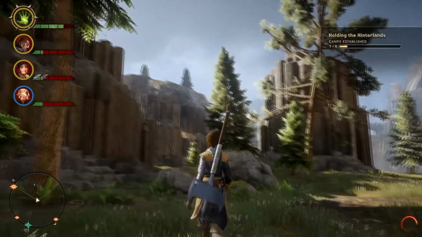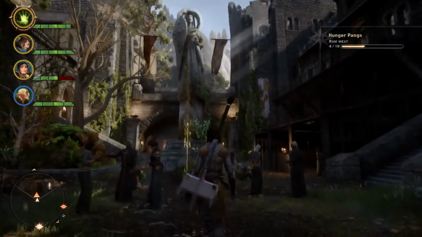How much bigger are we talking? It's difficult to put an exact number on it, but I would say that any one of our zones is probably comparable in size to either of the previous two games, and we have about 10 of them.